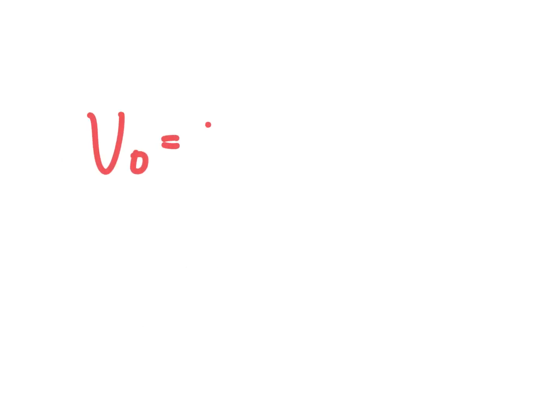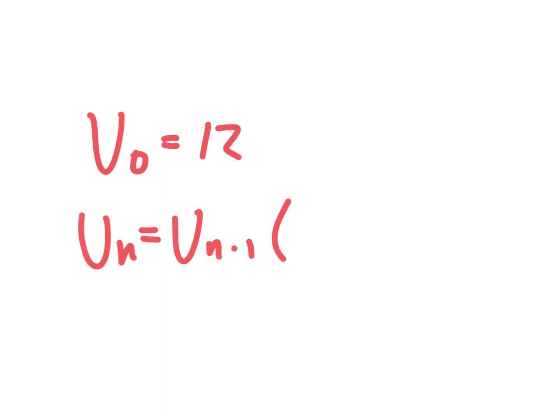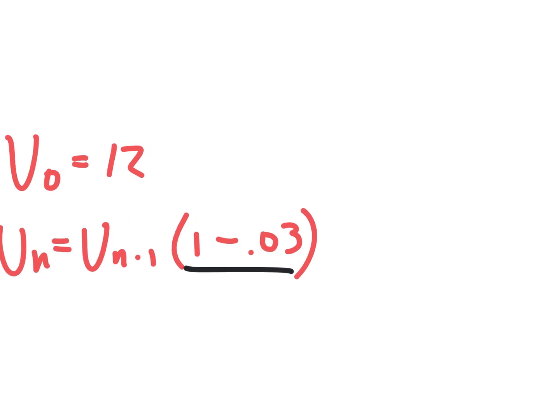u sub 0 equals 12. u sub n equals u sub n minus 1 times (1 minus 0.03). Now, I did that the nice way. If I had just put a decimal there, kids are prone to make a mistake. But if I write it this way, I know I could have put 0.97 there, but I wrote it the nice way because I'm going to ask you a few questions. What's the common ratio? Or sometimes they just referred to it as the ratio.